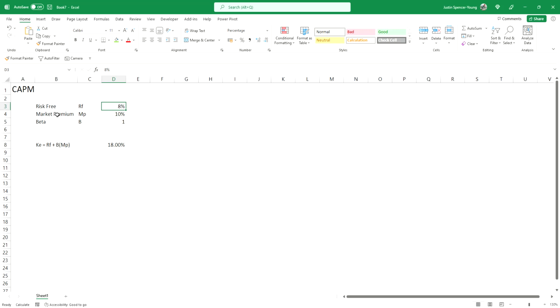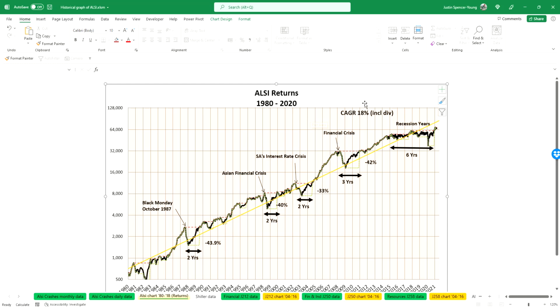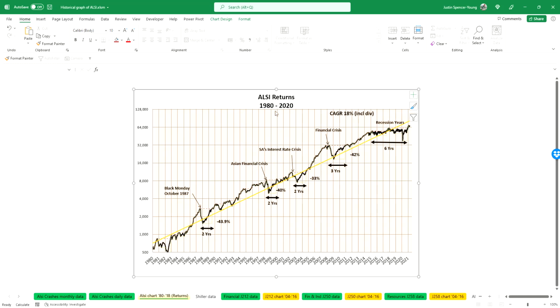The next thing we need is the market premium, which is effectively the extra risk that an investor takes for investing in the stock market. So how do we know the risk premium is 10%? Well, I'm going to bring in a graph that you have also seen before. This one is our all-share index returns over the last 40 years.